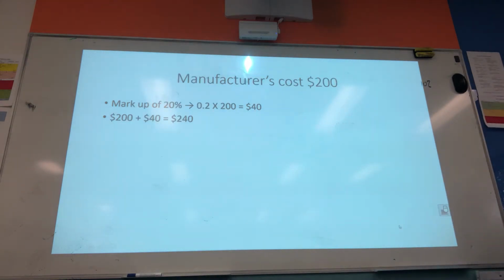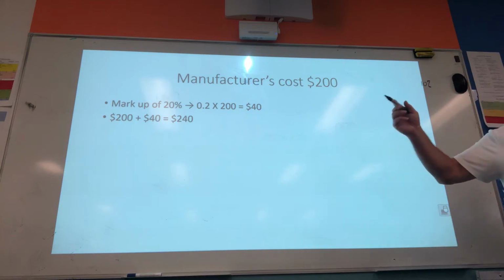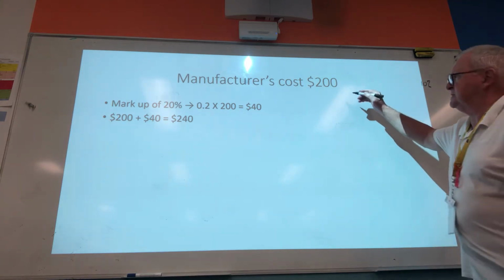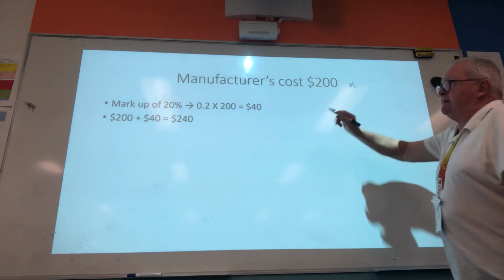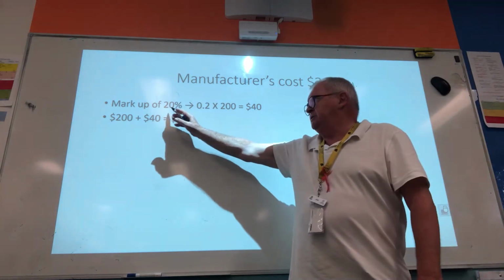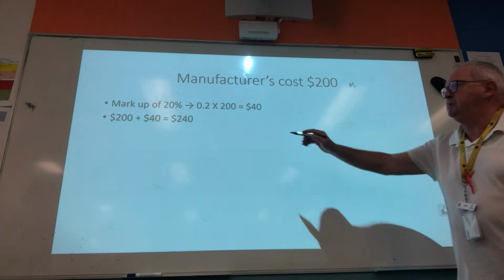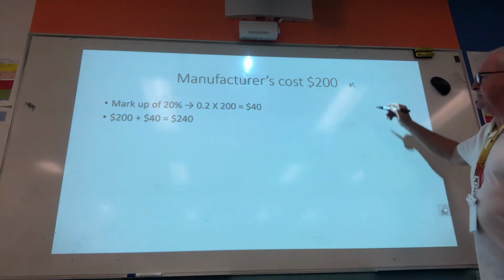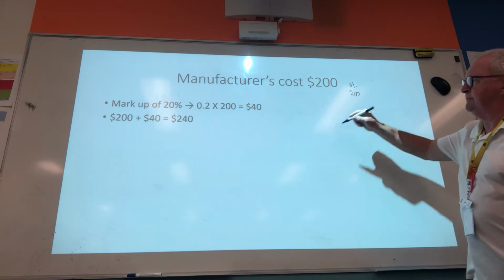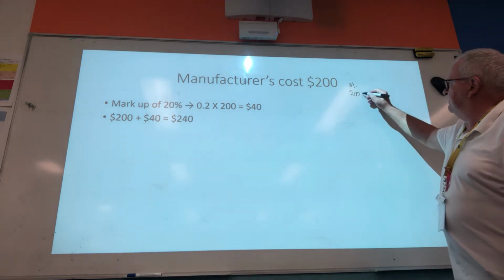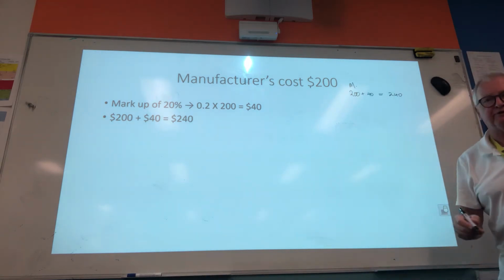Now let's have a look. This is the manufacturer's cost, $200. Now, I'm just going to set it up here so you can see everything. M for manufacturer. They're marking it up 20%. Now you have to know that 20% is 0.2. All right, so it's 0.2 of 200, which is $40. So there's the manufacturer. It costs you $200 to make it. You add the $40. So you're going to try and sell it for $240.